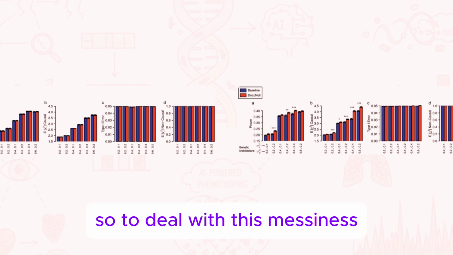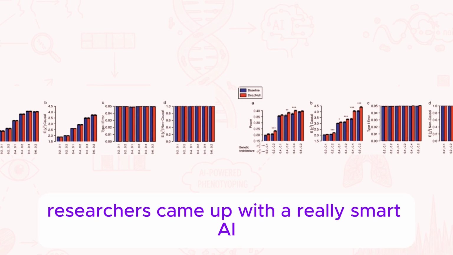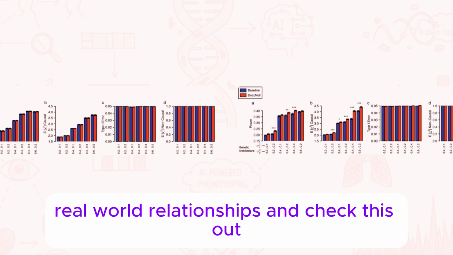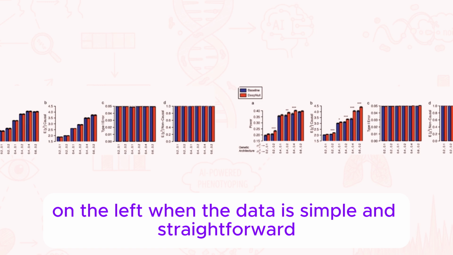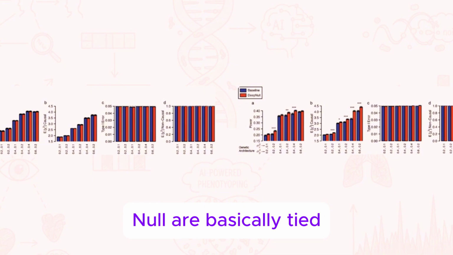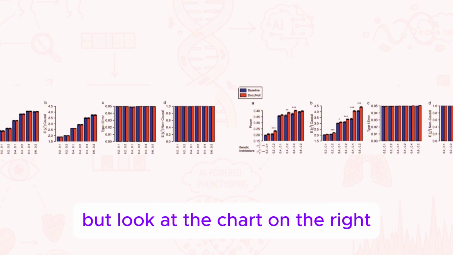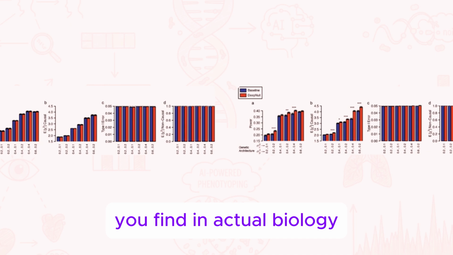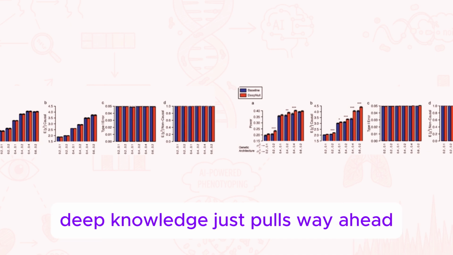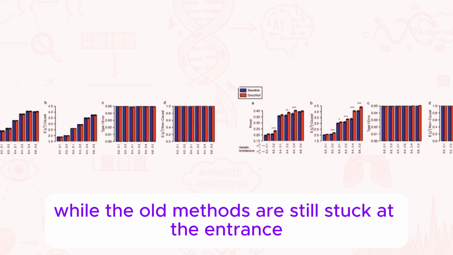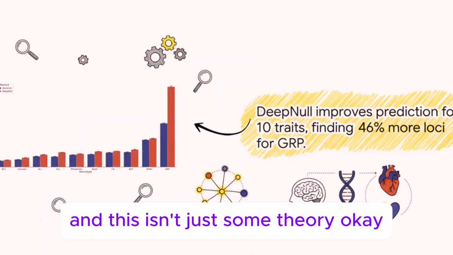So, to deal with this messiness, researchers came up with a really smart AI called DeepNull. It's designed to actually understand these complex real-world relationships. And check this out. On the left, when the data is simple and straightforward, you can see the old method and DeepNull are basically tied. But look at the chart on the right. When you throw in the kind of complexity you find in actual biology, DeepNull just pulls way ahead. It's like it can see the path through a tangled forest while the old methods are still stuck at the entrance.